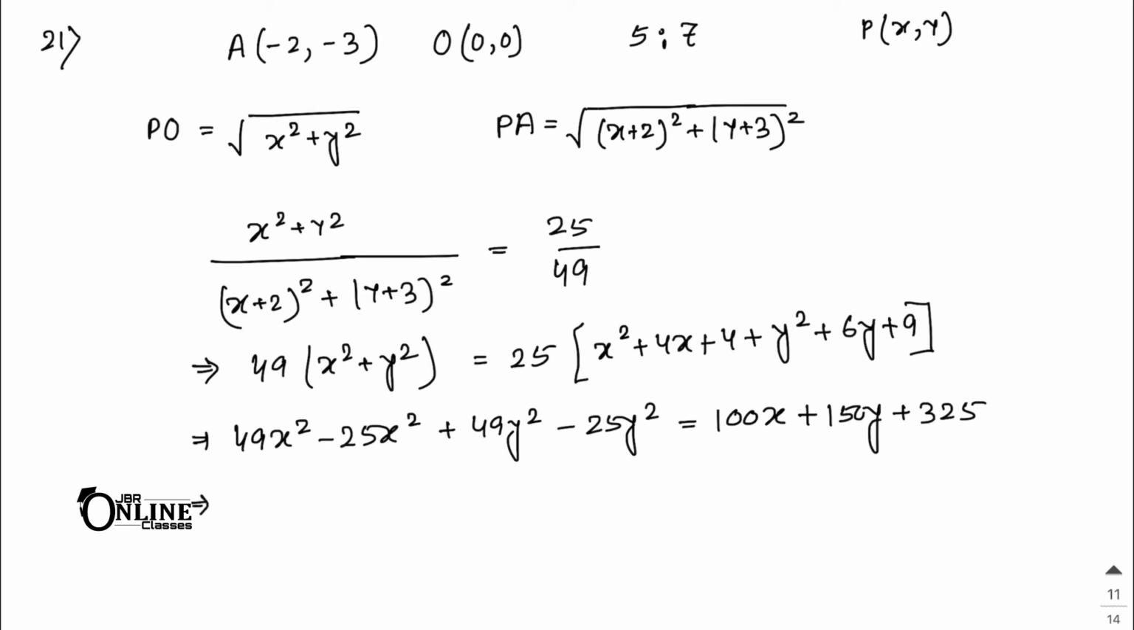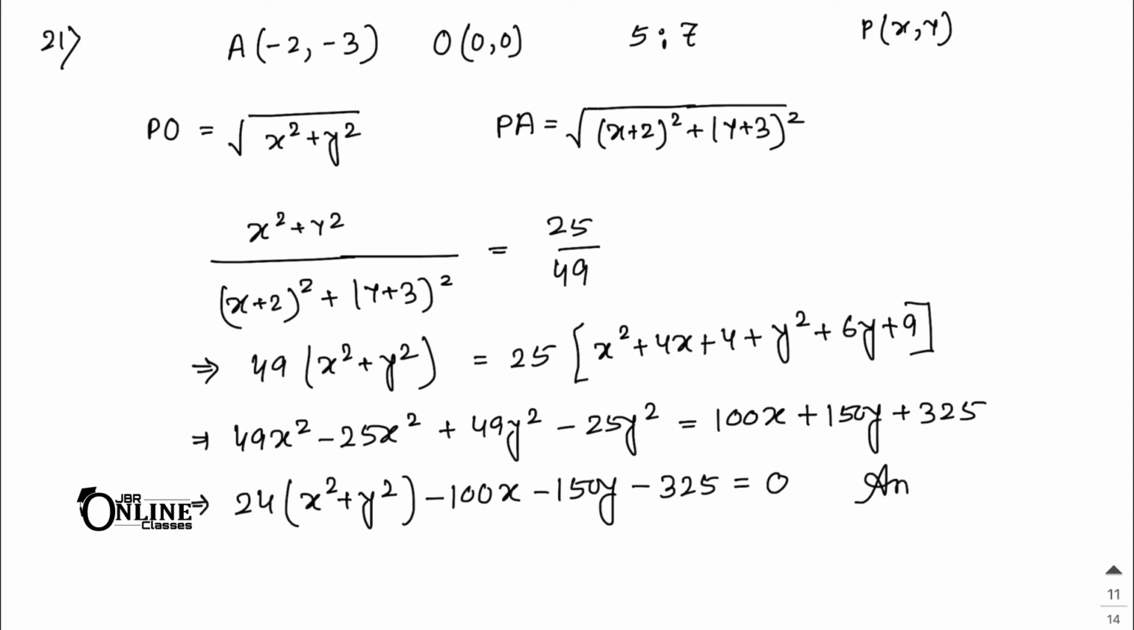Now here 49 minus 25 is 24. So 24 common, it becomes x² plus y², then minus 100x minus 150y, and minus 325 equals 0. So this is your answer.